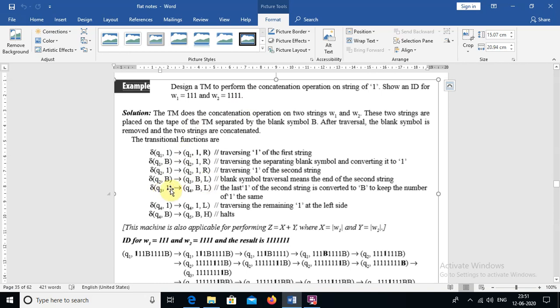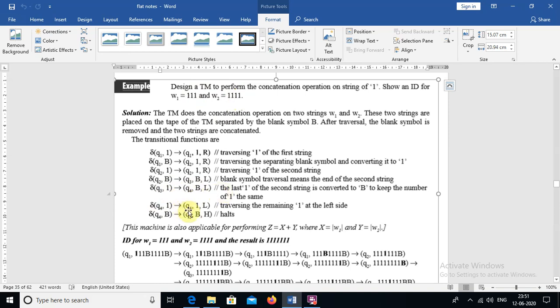So here a blank is replaced with a blank only, but we move left, we changed the direction, so that's why we needed a state transition here. Now we are in the q3 state, again we find 1 only. That means we are at this position, the last one of w2, and that can be replaced with a blank and move left.